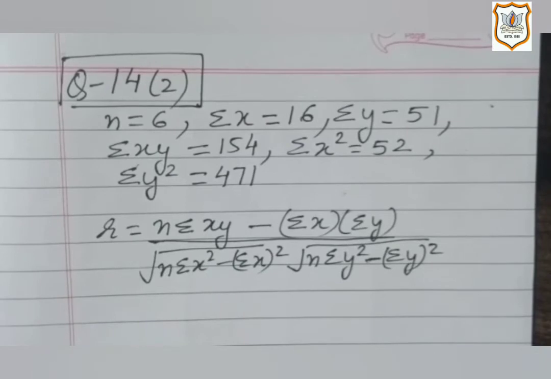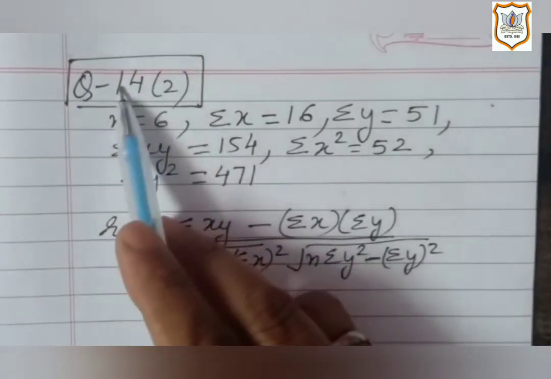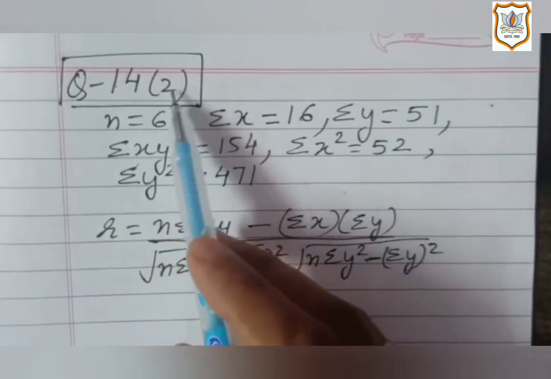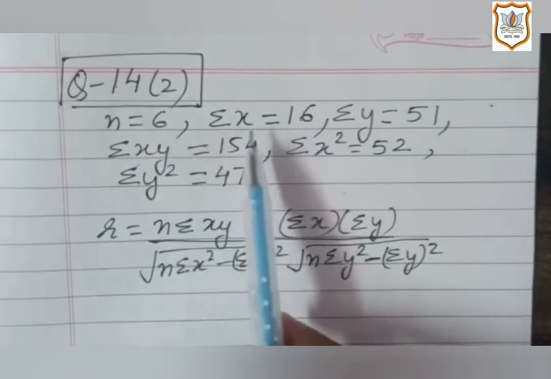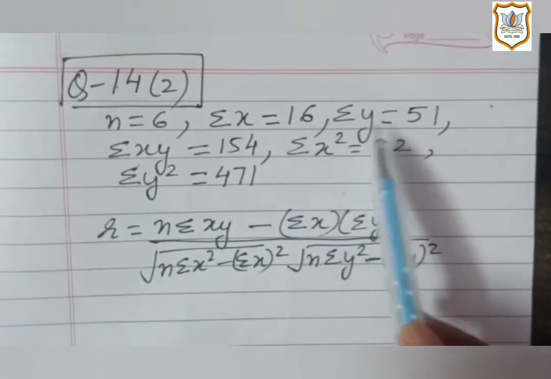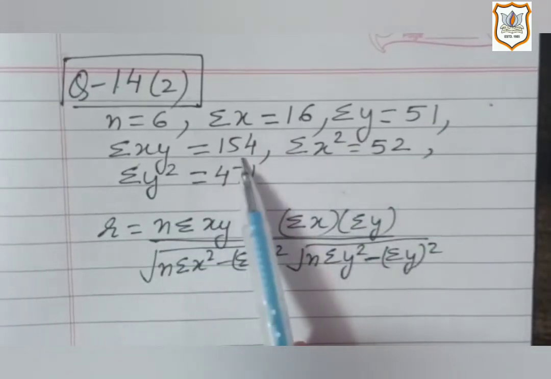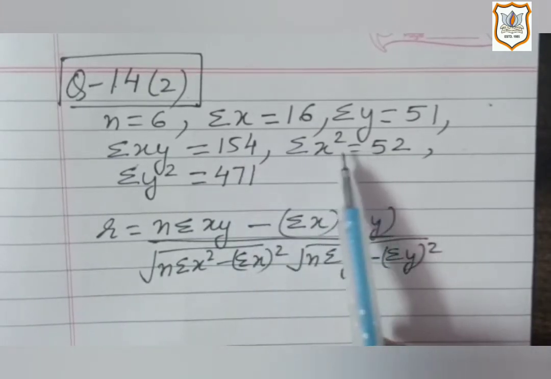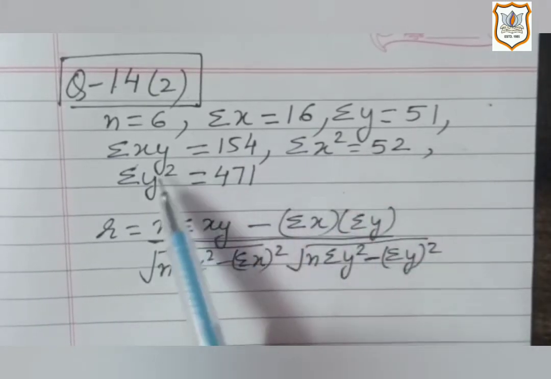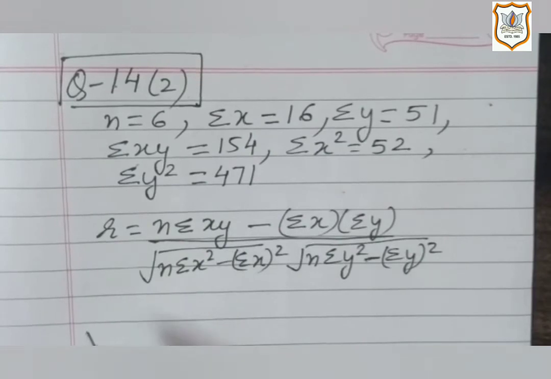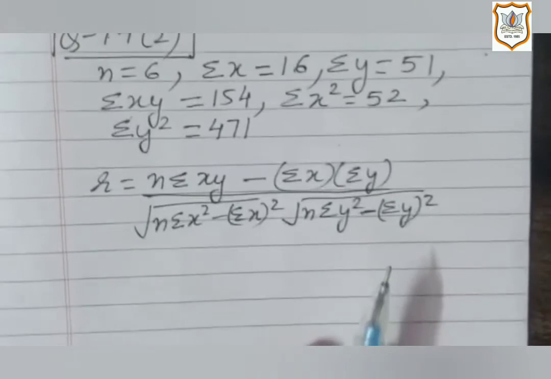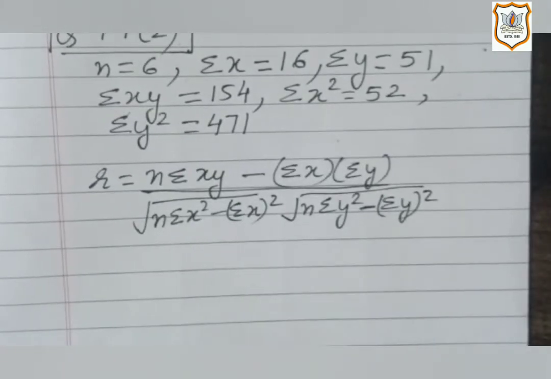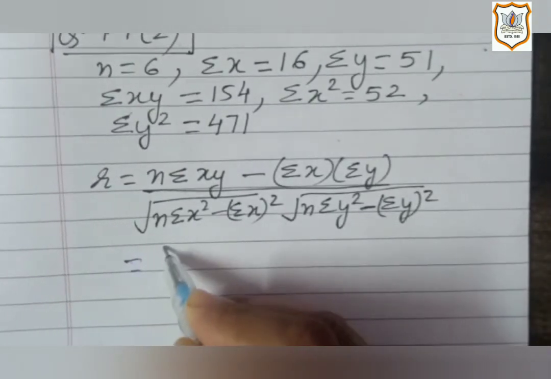Now let us solve one short sum of the same exercise, that is question number 14. And the second part of that, these values are directly given to you. N is 6, sigma x is 16, sigma y is 51, sigma xy is 154, sigma x square is 52, sigma y square is 471. Now what you are supposed to do? You already know this formula. So just we have to substitute the values and solve the sum. So here substitute the values.